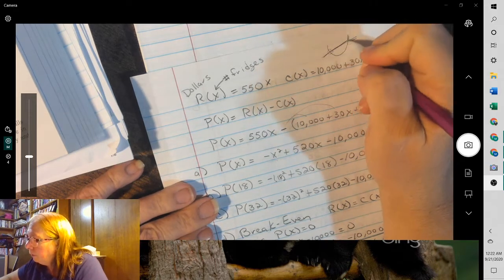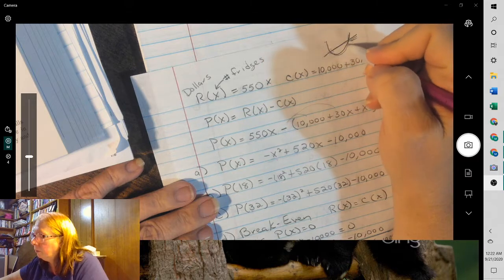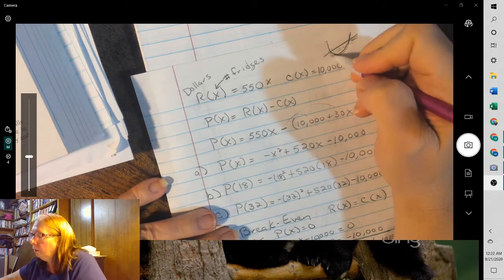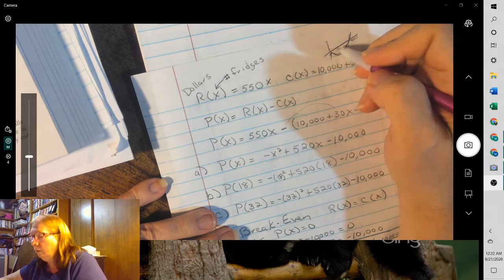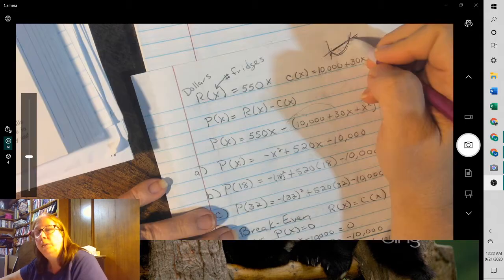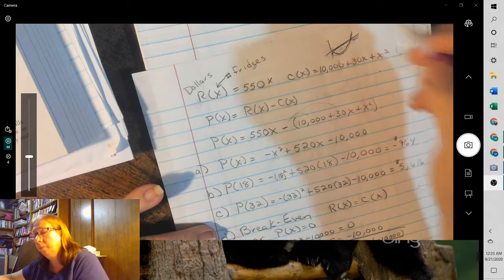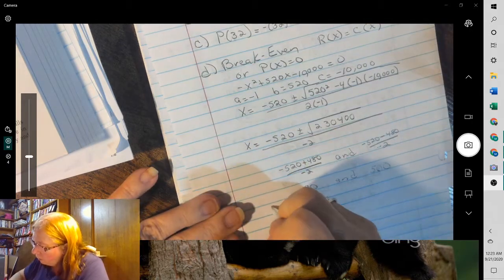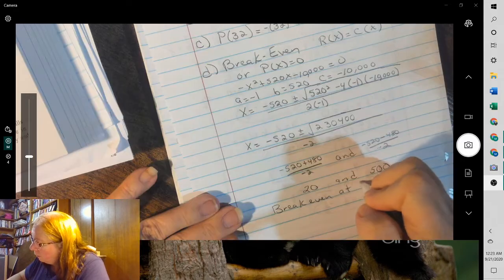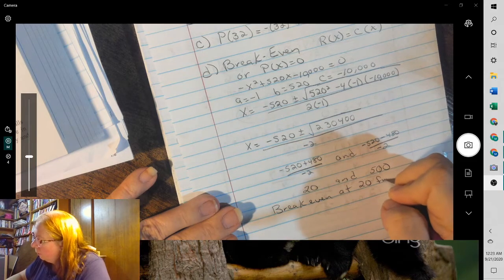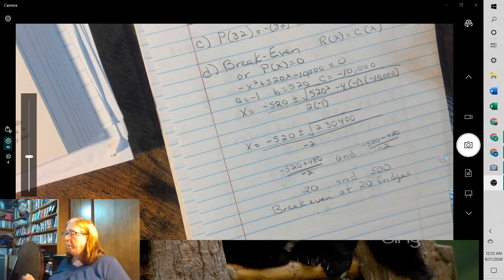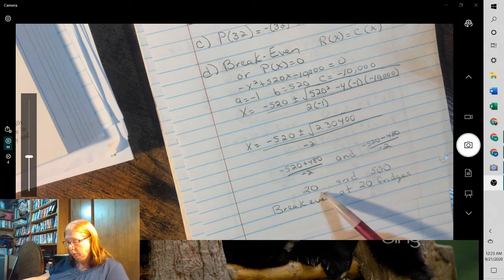So this line is your revenue, and it's going like this. This is your profit in here. This one is where you start making money because now the revenue here is above the cost. And then this is where you start losing money. So you want the smaller value. So we start making money, or we break even, when 20 refrigerators are sold.